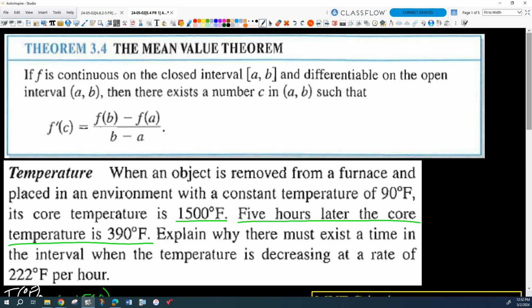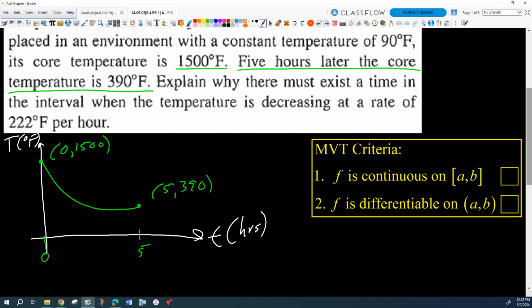If the function is smooth, so continuous on the closed interval and differentiable on the open interval between the endpoints, then there exists at least one place where the slope of the tangent line is equal to the slope of the secant line. Slope of the secant line always represents average rate of change, right? It's the rate of change over some interval. So is 222 per hour then? What do you think?